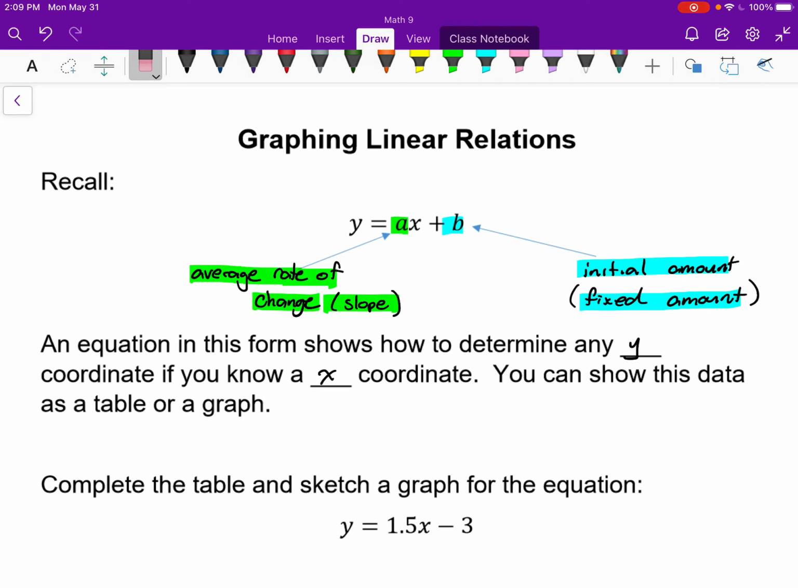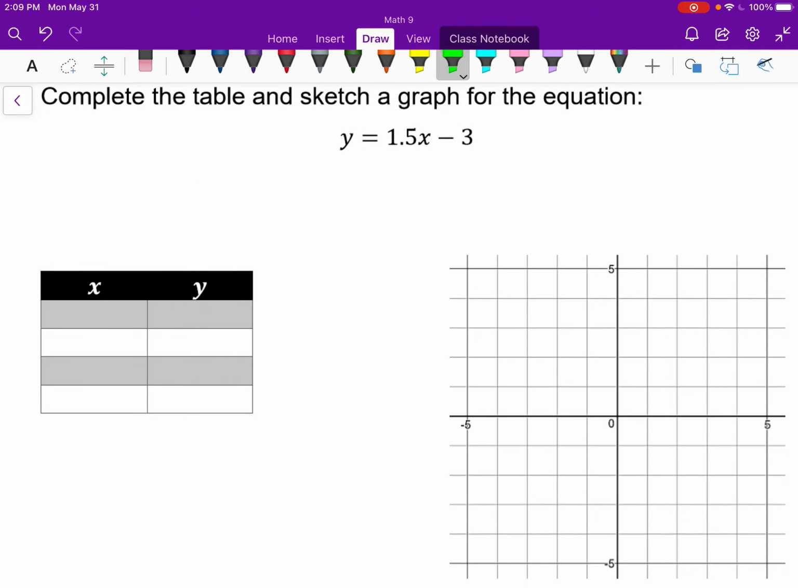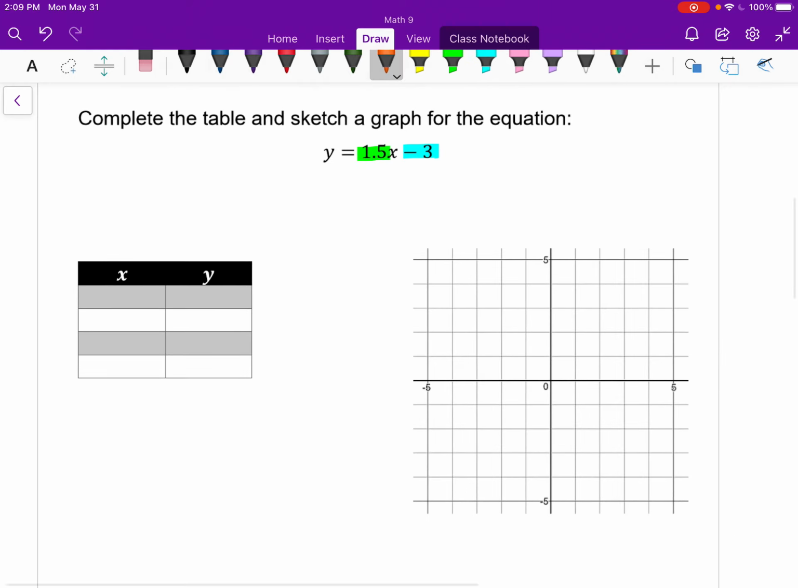But really, our focus is going to be more and more on the graphing side. And so, for example, I have this equation. 1.5 I can see as my average rate of change. -3 is my initial amount. So for each of these questions, I'm going to jump to the table and then go to the graph. Eventually, though, our goal is if we can just go straight to the graph. That's our goal. But it's never wrong to make a table.